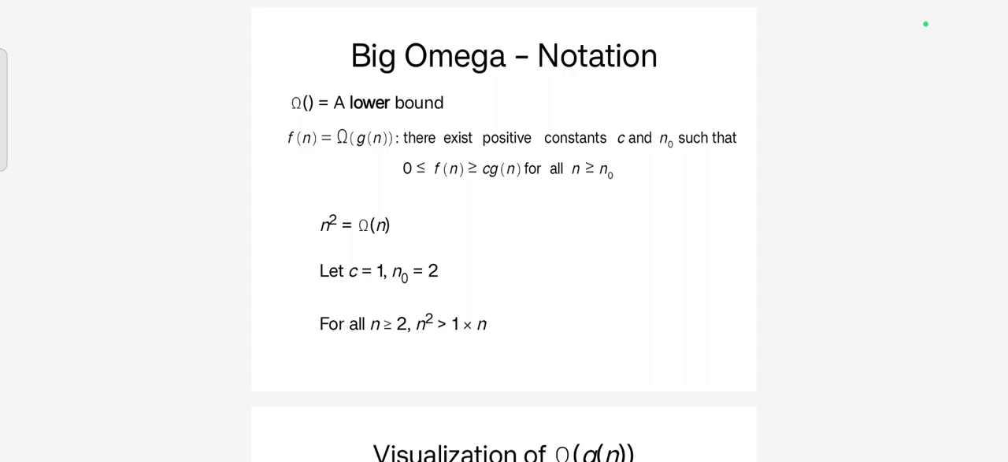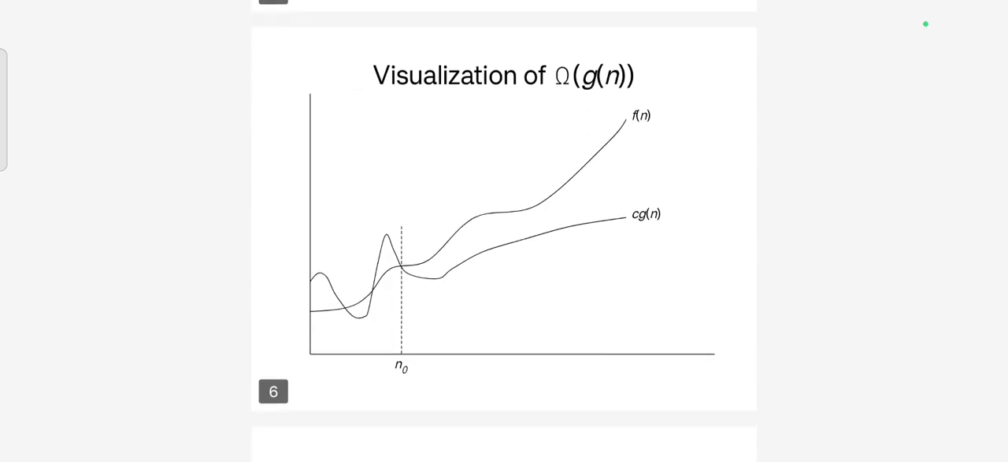In omega notation we always speak of the lower bound. Lower bound in the sense that f of n equals omega of g of n. There exist positive constants c and n naught such that 0 is less than or equal to c g of n, which is less than or equal to f of n for all n greater than or equal to n naught. So always n square is equal to omega of n.